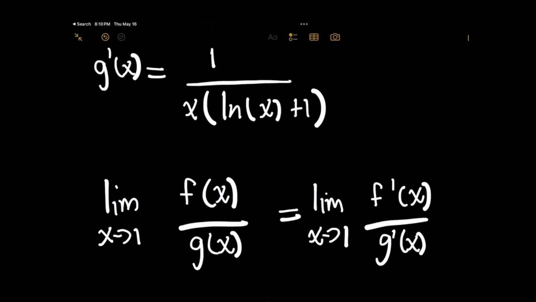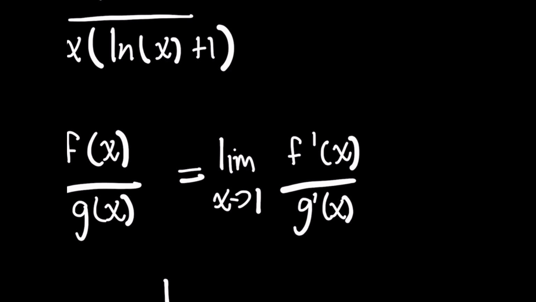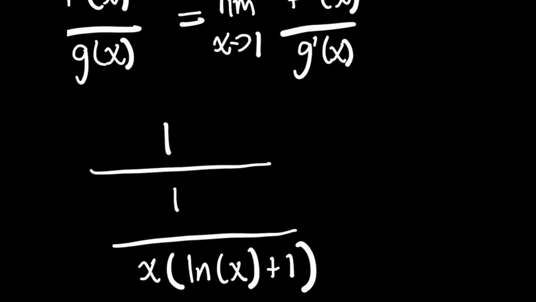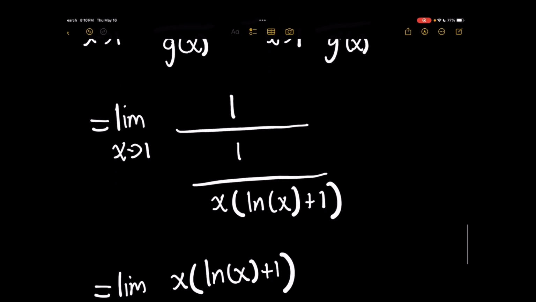So we started with this limit as x approaches 1 of two functions we're calling f of x and g of x. We can now reevaluate this using the same value of 1 we're approaching with x of f prime of x divided by g prime of x. And look how much simpler this becomes. It's pretty amazing. So now you have the limit as x approaches 1 of 1 divided by another fraction, because remember the derivative of g is 1 over x times natural log of x plus 1 all in parentheses.